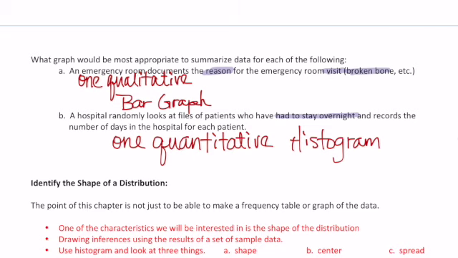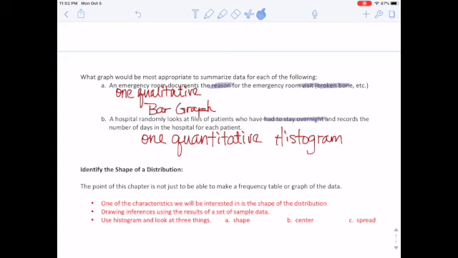Next thing we're going to talk about is identifying the shape of a distribution. The point of this chapter is not just to be able to make a frequency table or graph the data. We also want to talk about what the shape of this data is when you graph it. Number one of the characteristics we will be interested in is the shape of the distribution. Number 2, drawing inferences using the results of a set of simple data.